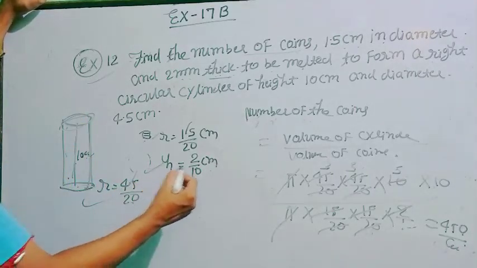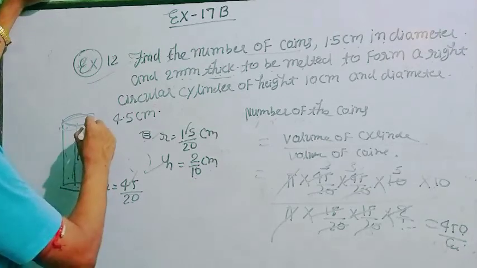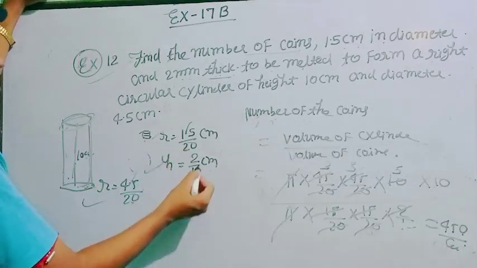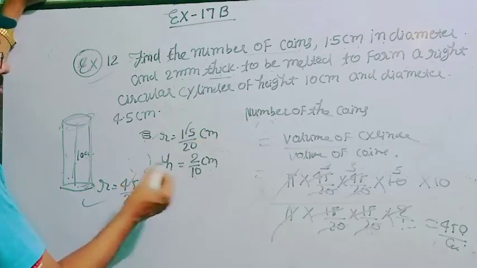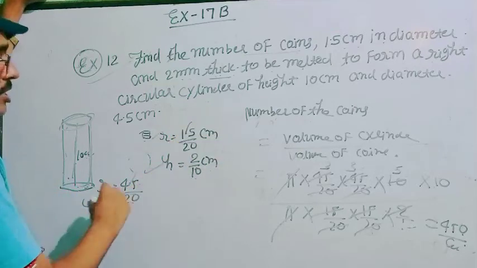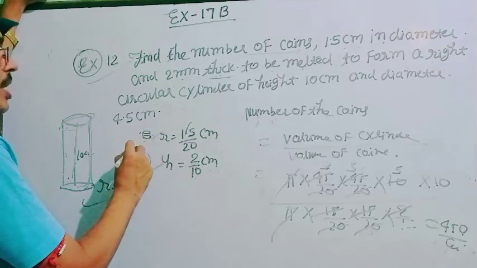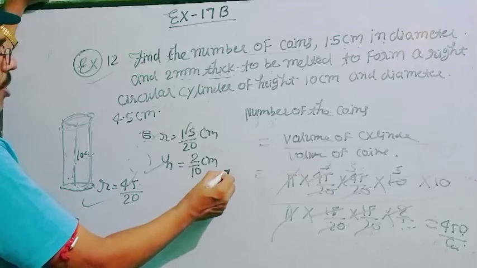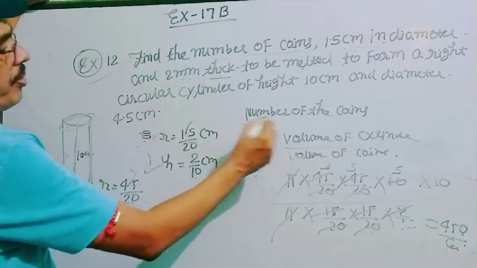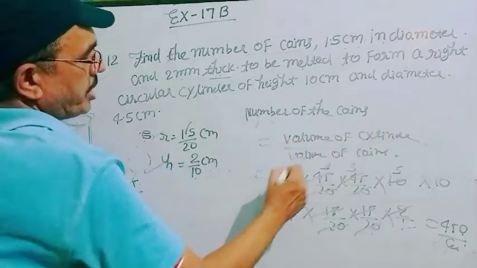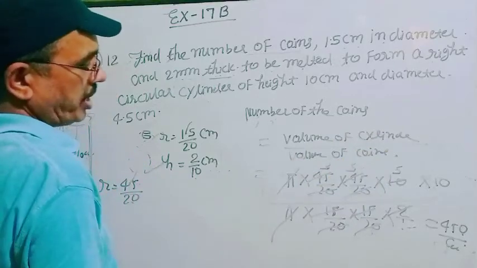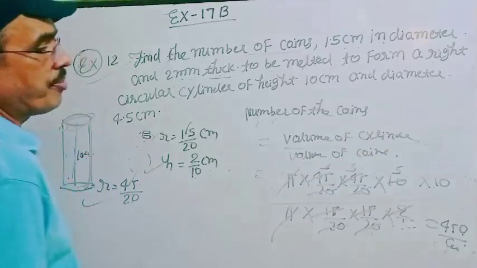So your question is what is the number of coins? Usually a cylinder is melted and cast into the form of coins. But in this question it is just opposite. First coins are melted, then how many coins are formed? So you write the number of coins is equal to volume of cylinder divided by volume of coin. Then the number of coins will be 450.